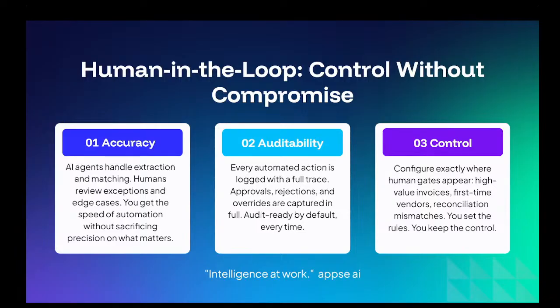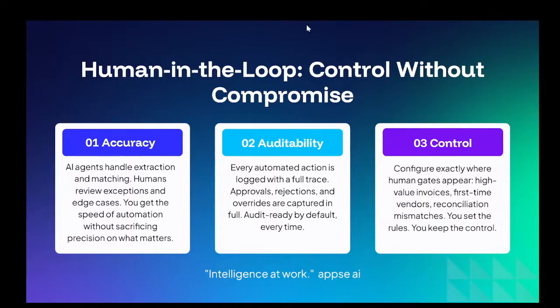First, let's talk about accuracy. So, AI takes care of extracting information, matching records, and handling the repetitive work. But whenever something doesn't look quite right or falls outside your business rules, it can be sent immediately for a human review. So, you will still get the speed of automation, but you won't be compromising on accuracy.